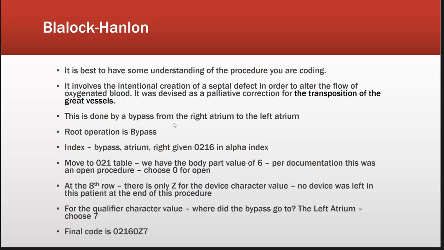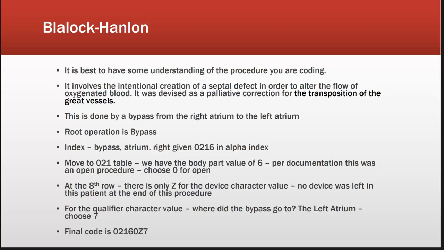The surgeon is creating a bypass from the right atrium to the left. The root operation is bypass. We're going to index the word bypass, then atrium, right, and we're given 0216 in the alpha. We move to the 021 table, we verify our body part value, then we choose our surgical approach. It states in our clinical information, open Blalock-Hanlon procedure. So we choose open, 0 is the character value for that.